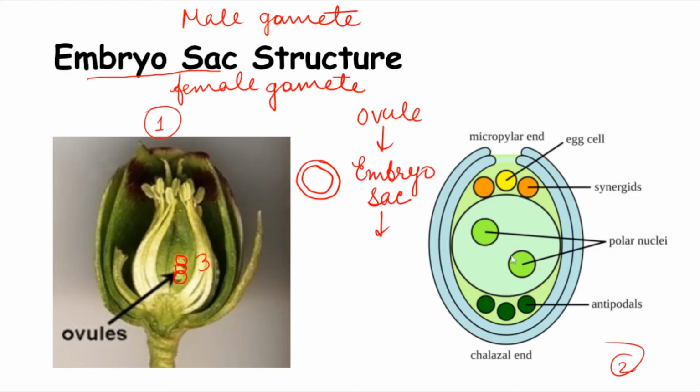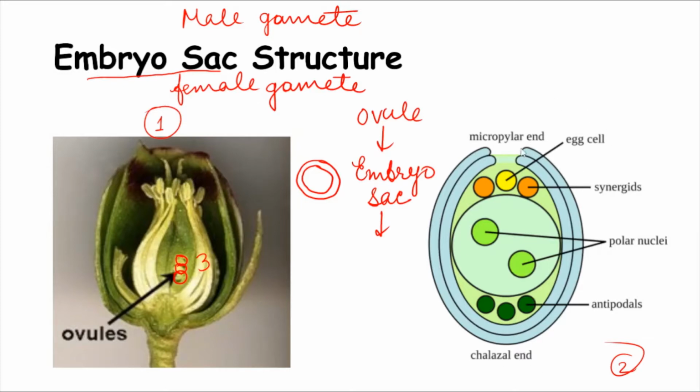Now look at the second diagram, the second picture. What you can see is the structure of an embryo sac. This structure, the embryo sac, is located inside the ovule. Now I hope you understood. So what are the different parts of this embryo sac? Let us study one by one. First of all, there are 2 locations or positions according to which we have divided the various parts.